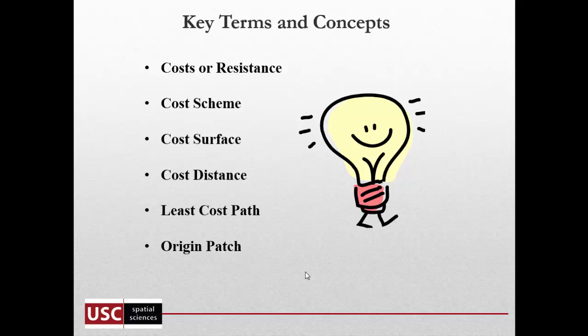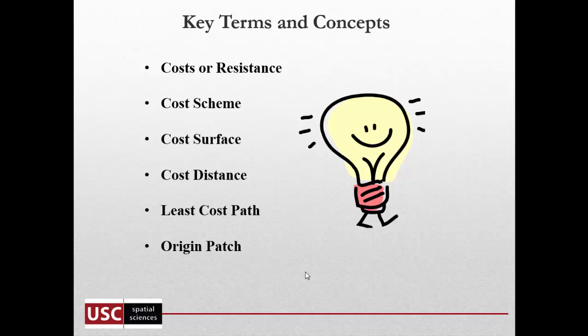The cost distance is a raster layer that moves beyond the cost surface to where it's a cumulative distance that starts at an origin, say the migration start point, and radiates out from there. And so you can see how costs accumulate over distance.